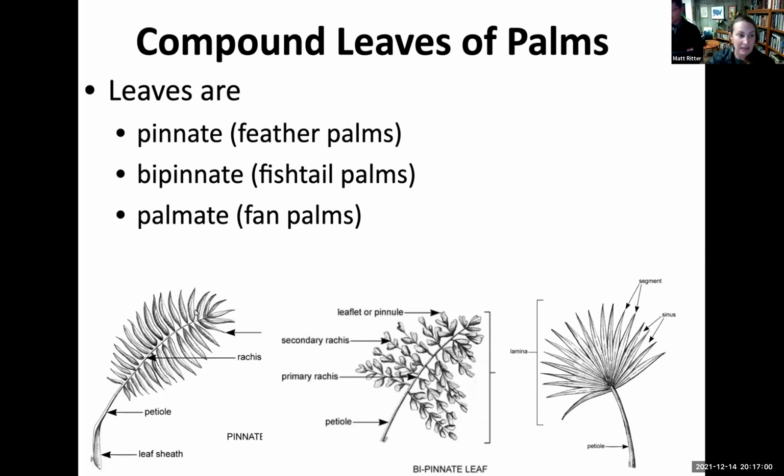This leaf type is characteristic of everything that we call the feather palms because it makes leaves that look like a feather. Then you might imagine that if each of these little leaflets were divided again, you would get a bipinnately compound leaf. And that's a leaf type that's characterized by all the fishtail palms. So only fishtail palms have a bipinnate leaf. And then there is a palmate leaf, in this shape right here. The palmate leaf looks like the palm of your hand with all of those little leaf tips coming from a central point. And that leaf is characterized by the fan palm.